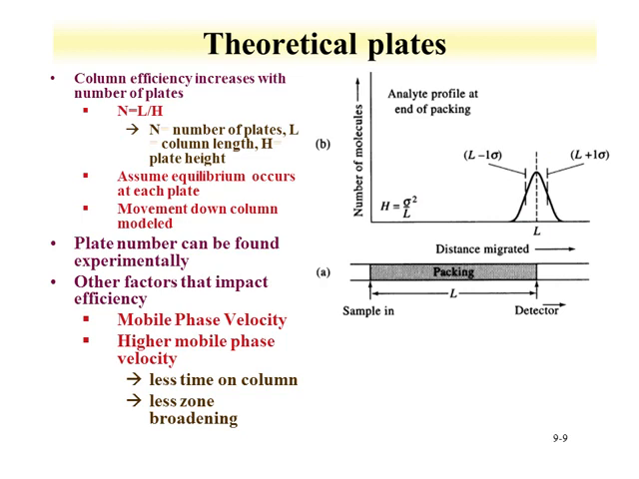There are other factors in an experiment that can impact a theoretical plate. For instance, the mobile phase velocity: a slower flow rate can increase the number of theoretical plates. However, higher mobile phase velocities tend to give less time on the column and also less zone broadening. So these two factors need to be balanced out: what sort of zone broadening one is willing to have, and the number of theoretical plates one desires for the separation.